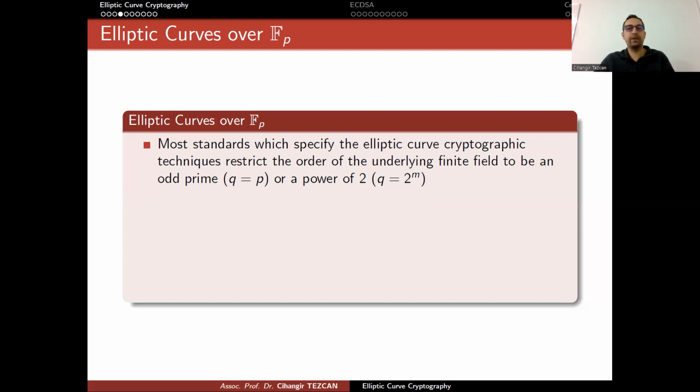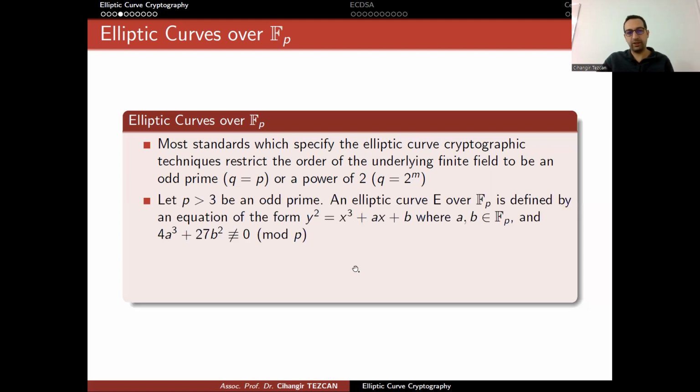curves defined on different fields, but with similar properties. So standards try to avoid it. They either stick to the power of 2 or a large prime. This is what I'm trying to explain.